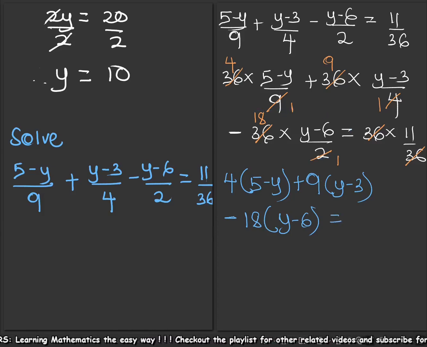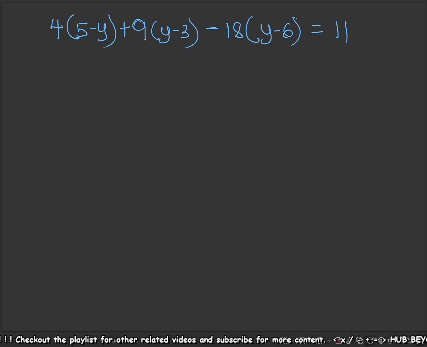Then it's equal to, we already have this 36 cancelling out this 36, giving us a 1. So 1 times 11 just gives us 11. And with this, we are now coming to open the brackets and then solve accordingly. Okay, so this was what we actually had. And at this point, we can now open our brackets.